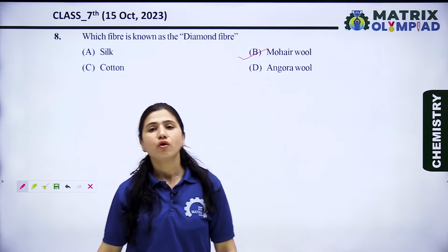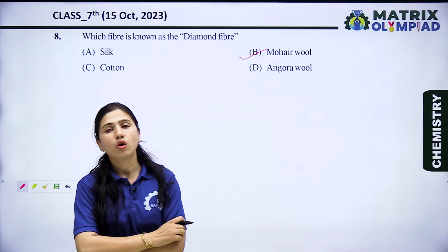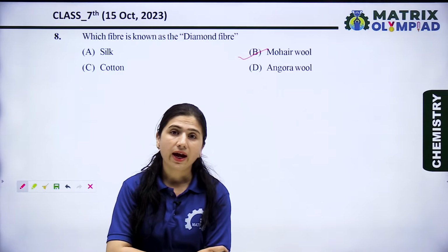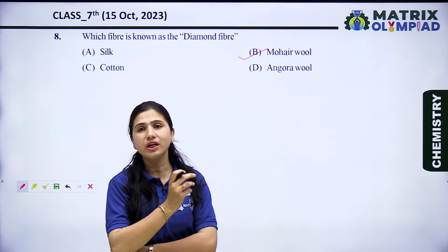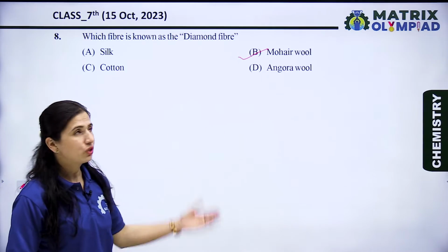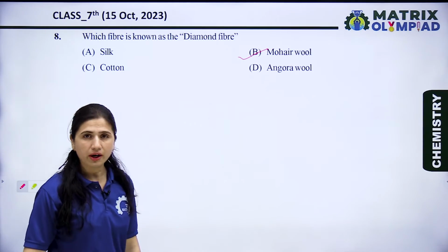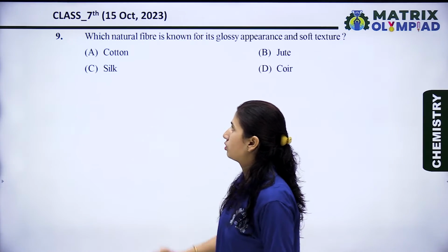Mohair wool is a premium wool which is obtained from the fleece of long-haired Angora goats, and this is also an ancient wool. Because of its sheen and strength, it is known as the diamond fiber. Okay, so option B is the right option for this question. Now let's see the next question.